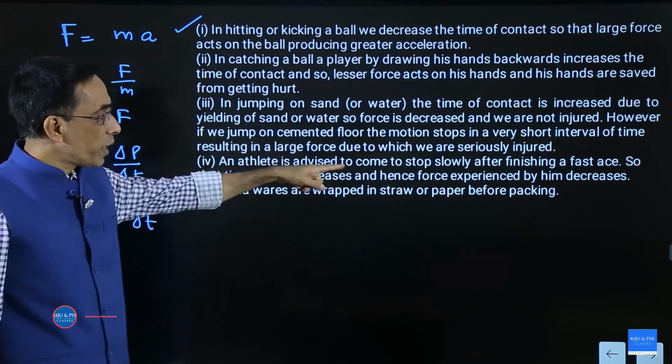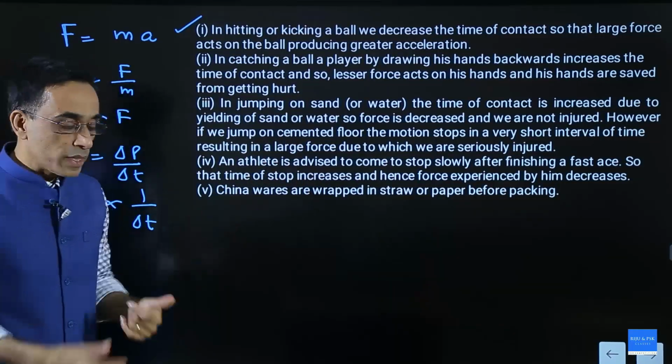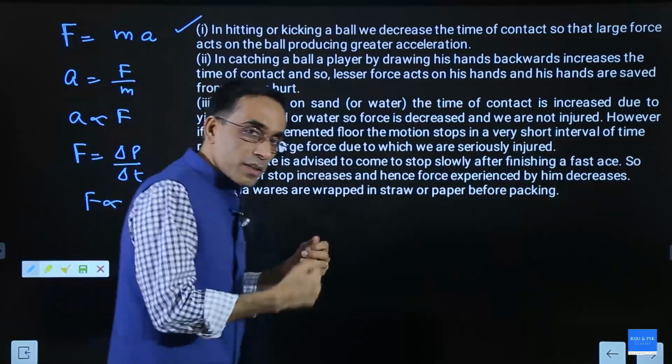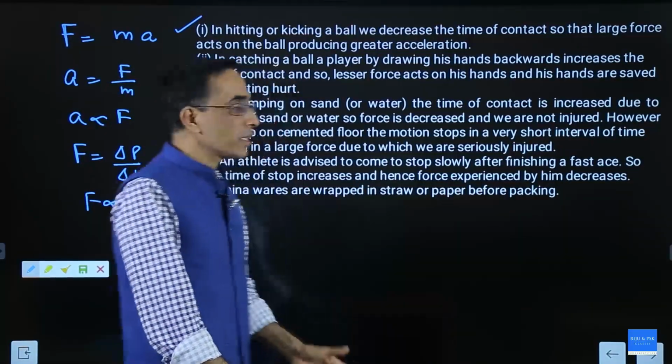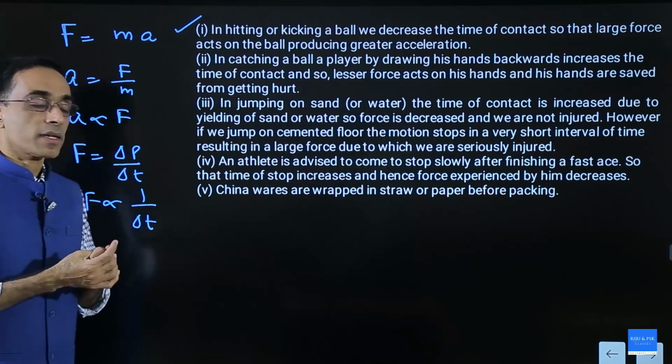An athlete is advised to come to a stop slowly after finishing a race. After finishing a race, will you stop suddenly like this? You will not. You will keep running slowly, you will decrease your speed. This is to increase the time taken and decrease the force acting on the body of the athlete.